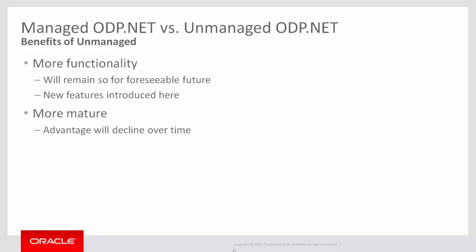The other advantage, because it has been around for a decade or so longer, is that unmanaged ODP.NET is more mature. It's been battle tested by lots and lots of companies who are using .NET with Oracle. So a lot of the bugs are completely out of it, and you will get a much better runtime experience in general. But that advantage will decline as well as more and more people use the managed ODP.NET layer in different circumstances, and Oracle cleans out all the bugs from that as well.